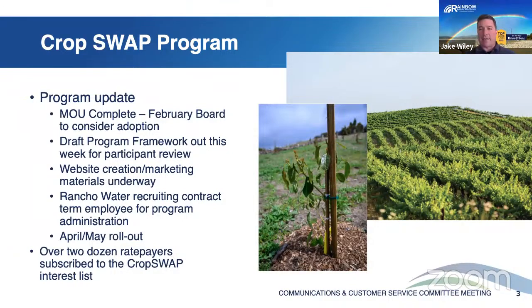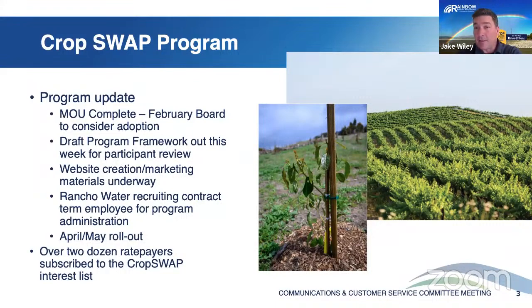So, crop swap program. I think we talked about this last month, so I won't go into detail, it's quick anyway. This program was originally born by Rancho California Water District. The original program really focused on swapping out higher water use crops for lower water use crops, so swapping avocados for wine grapes, or avocados for citrus, or citrus for wine grapes. Anything that would produce water savings. That was the intent of the program.